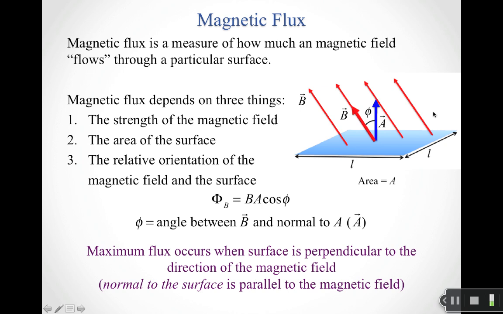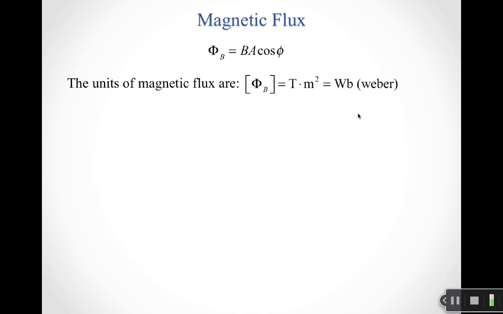Again, if you want to maximize the magnetic flux, that's going to occur when the surface is perpendicular to the magnetic field, which means that you would tilt the right side of this surface up to line up the area vector pointed along the magnetic field. That's when you're going to maximize the magnetic flux.